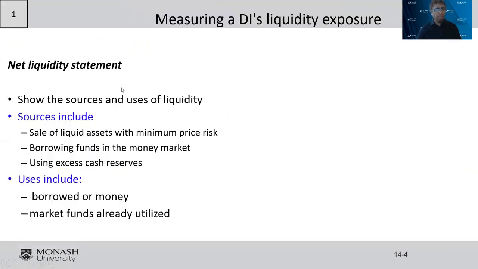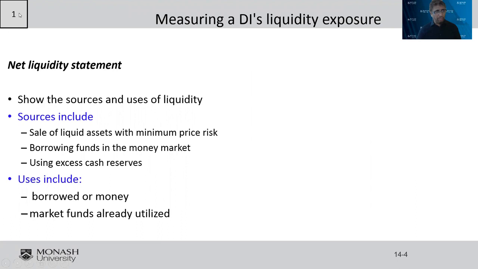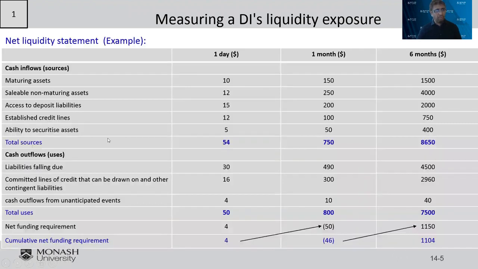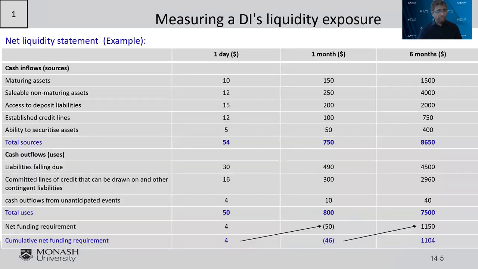Number 1, as I told you, you can reference: in this slide, it's number 1. So the source is the sale of liquid assets with minimum price risk. You can borrow, which is another source, or you can use the reserves, like at the central bank. The expected uses include borrowed money. Then you have the market funds already utilized. This is actually part of the uses, but here it's a clear picture.